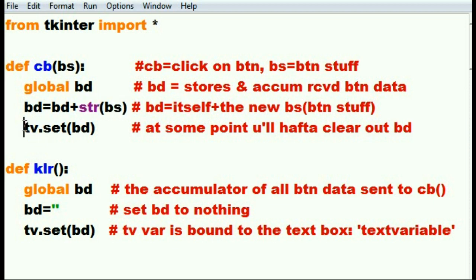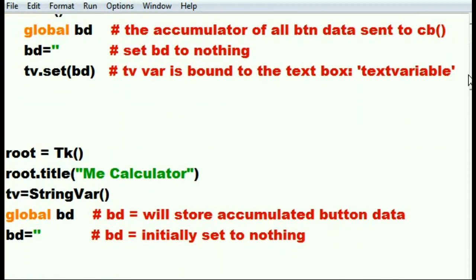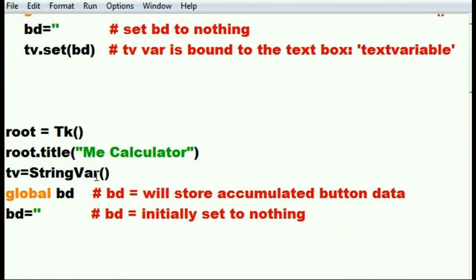Now, jump down here. Mr. TV, I want you to take Mr. BD and set him into yourself. Okay, so now the TV variable has BD in it. So what? This is so what. Let's scooch on down. Remember that variable's name, TV. Remember, at the very beginning, we took the string variable function and said, Mr. String Variable, I want you to assign your string variableness to Mr. TV over here, so as to make him a string variable. And he says, okay, I'll do it.